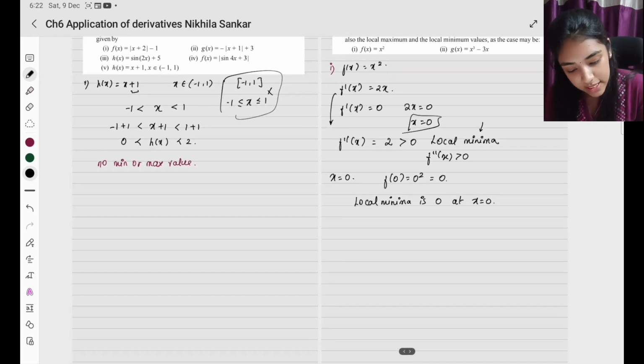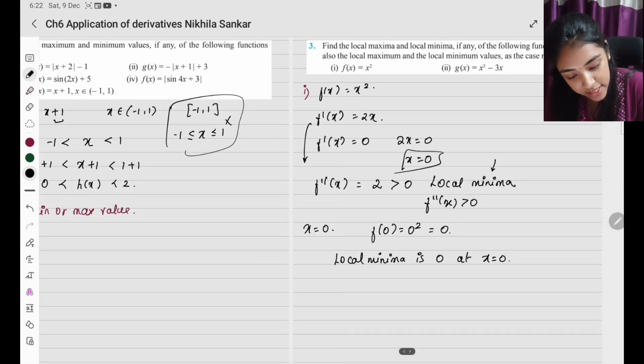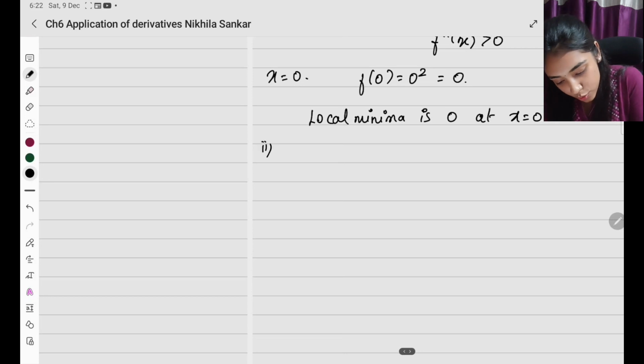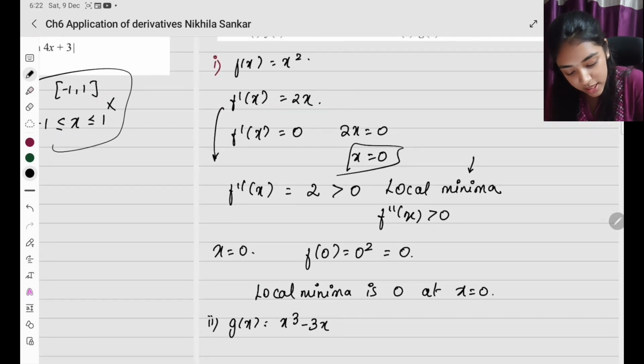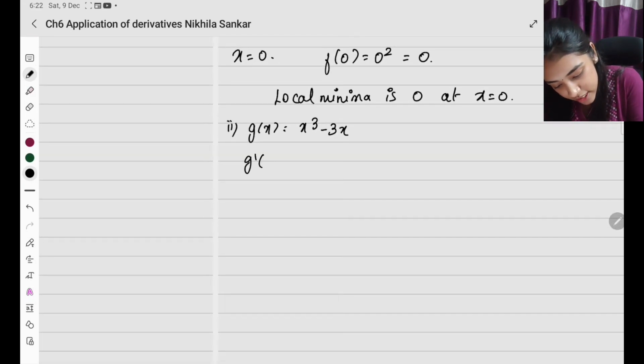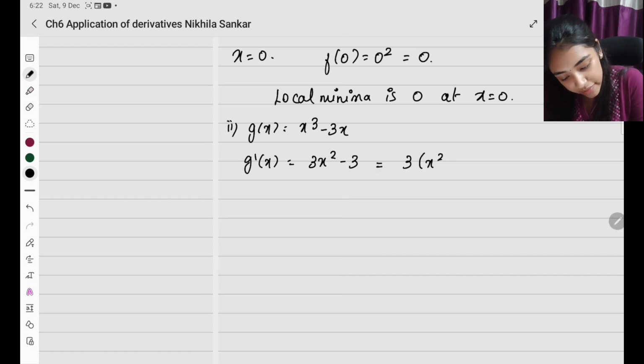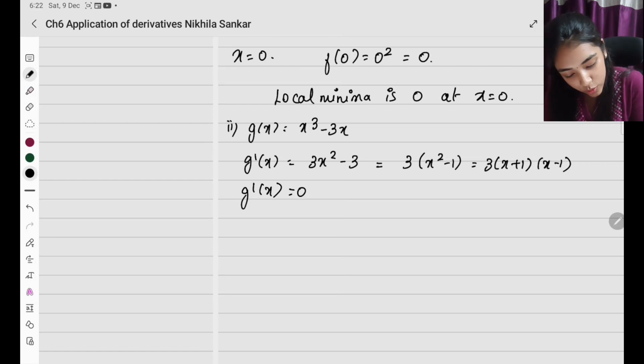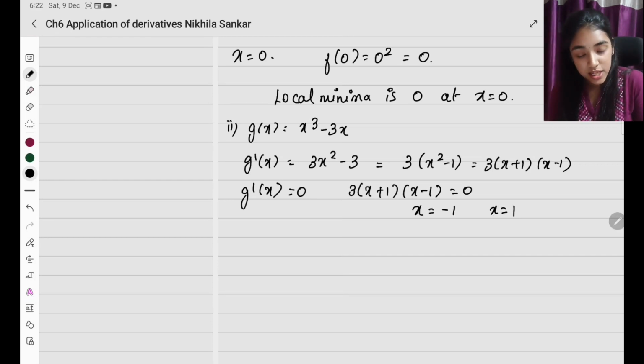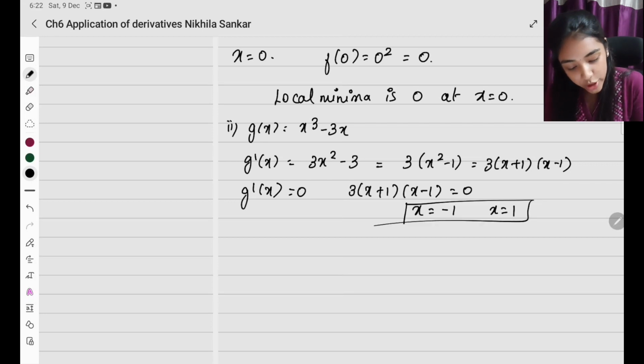Okay. Subsection 2. So, I have g of x equals x cube minus 3x. That's my question. Correct? So, now when I find g dash of x, it equals 3x square minus 3. Now, when I take 3 outside, I have x square minus 1. This can be written as x plus 1 into x minus 1. Now, I have to equate g dash of x to 0. So, I have 3 times x plus 1 times x minus 1 equals 0. So, what are my x values? X equals minus 1 and x equals 1. So, I have two different values. So, these two are going to be my critical points.